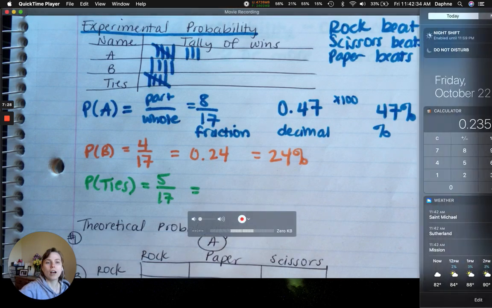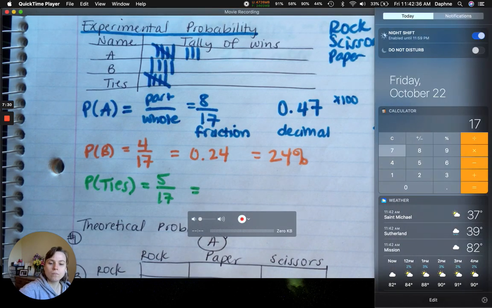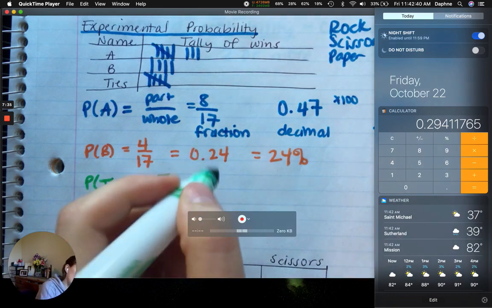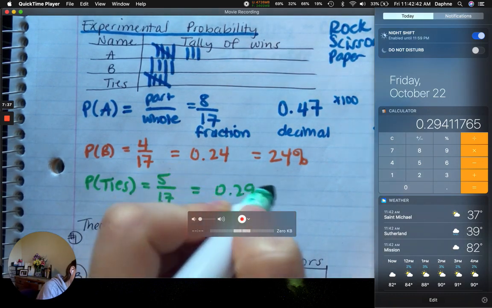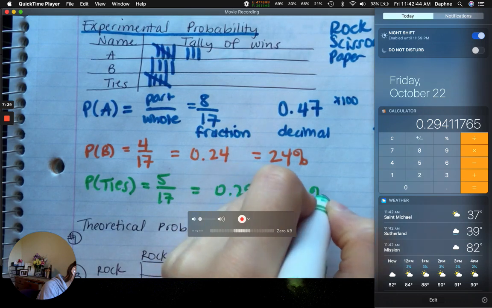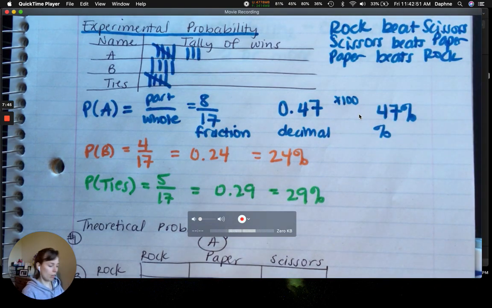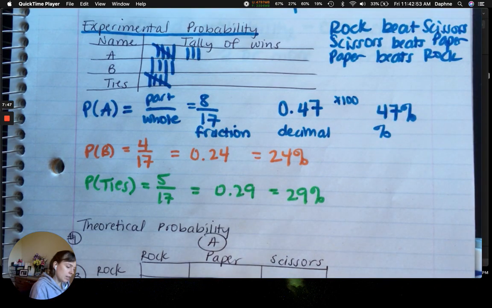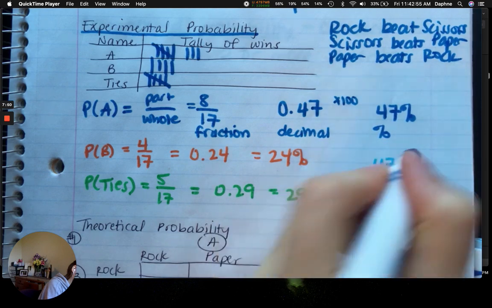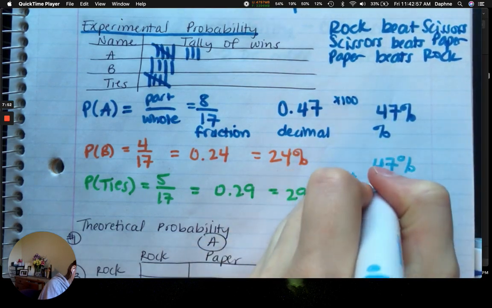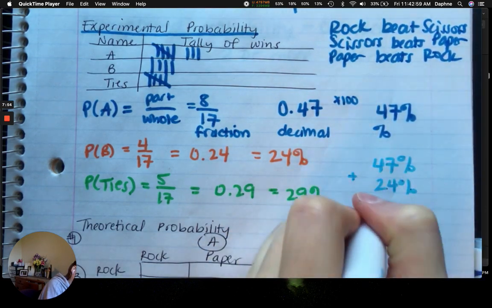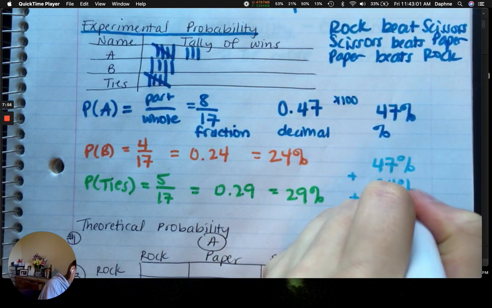So if I do 5 divided by 17, notice that this gets me 29% because that 4 does not round it up. So this is 29%, okay? And now, if I add them all up, I can check myself. So when I add them up, I should have 47% plus 24% plus 29%.